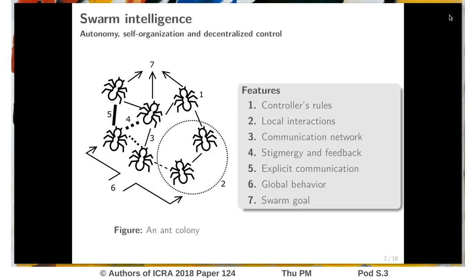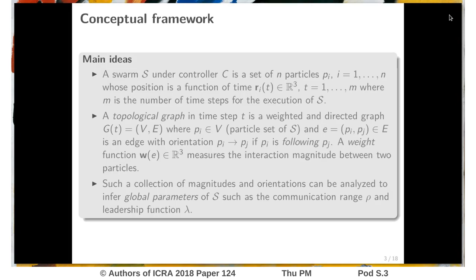Swarm systems consider the propagation of local interactions in a communication network in order to express a global behavior like reaching a goal. A swarm controller encodes the way individuals interact locally. We formalize a communication network as a weighted and directed graph.